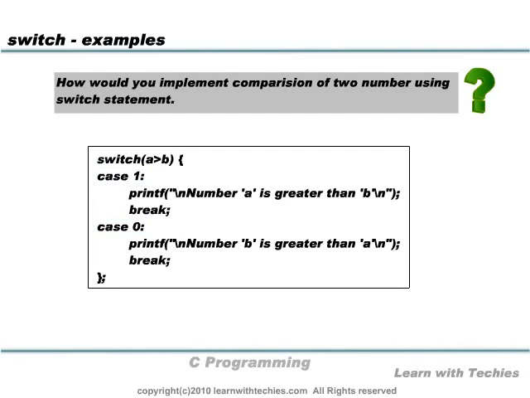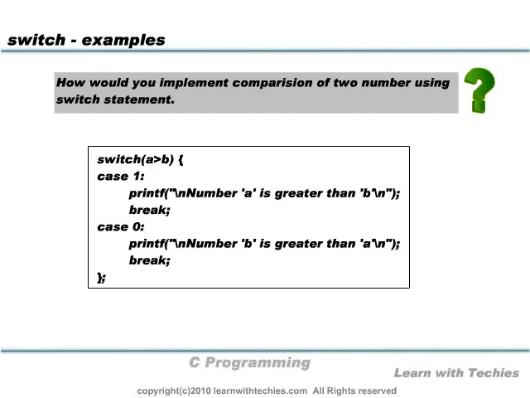If the value of the expression is true, then it means a is greater than b. So in case 1, we print that and break out of switch statement. If the value is false, then we print b is greater than a and exit switch statement. As you would note, there is no default case, because we know that the expression can have only two values.